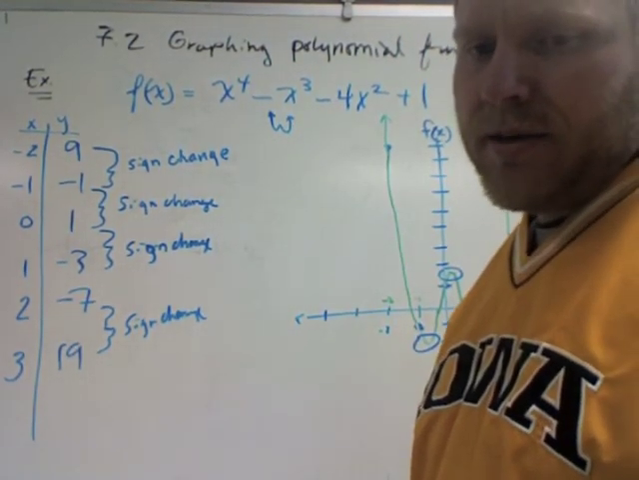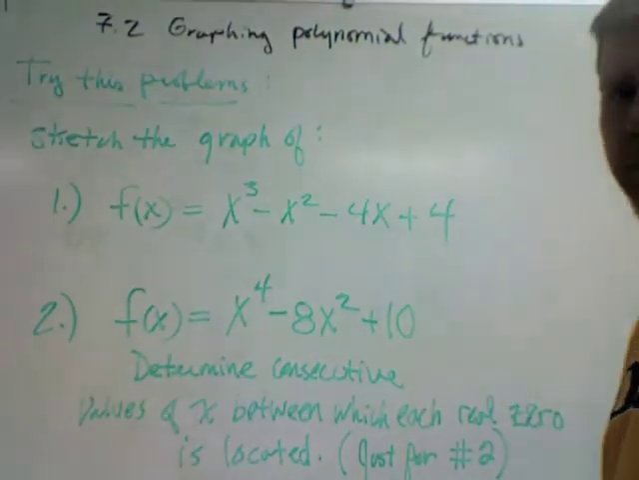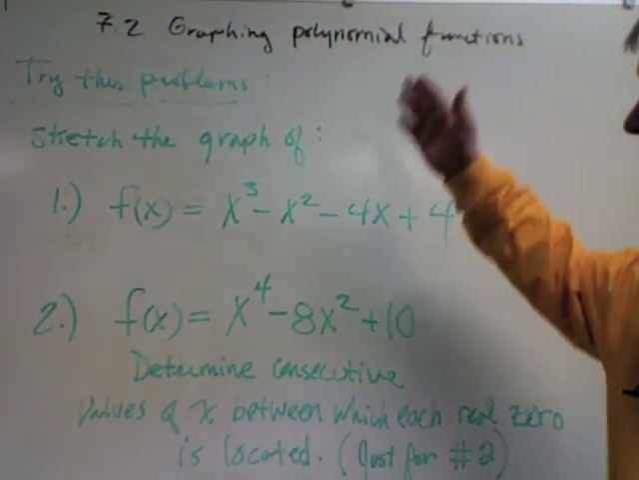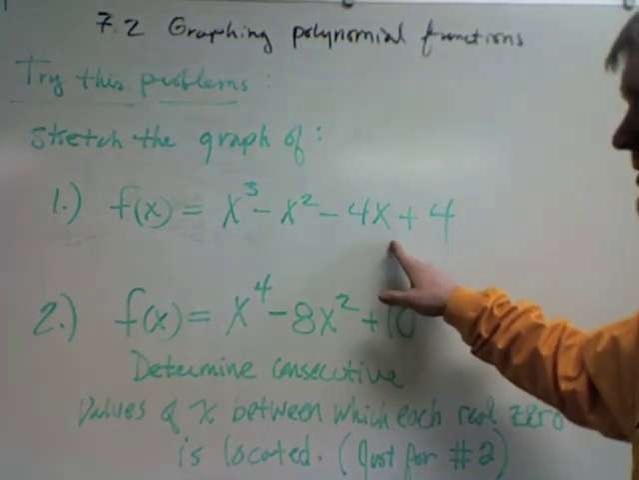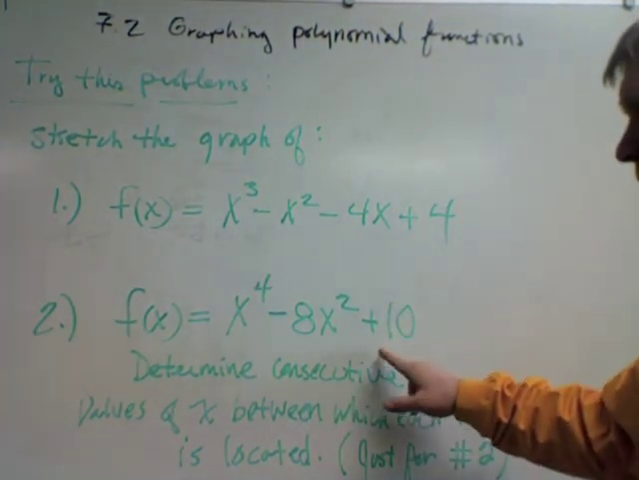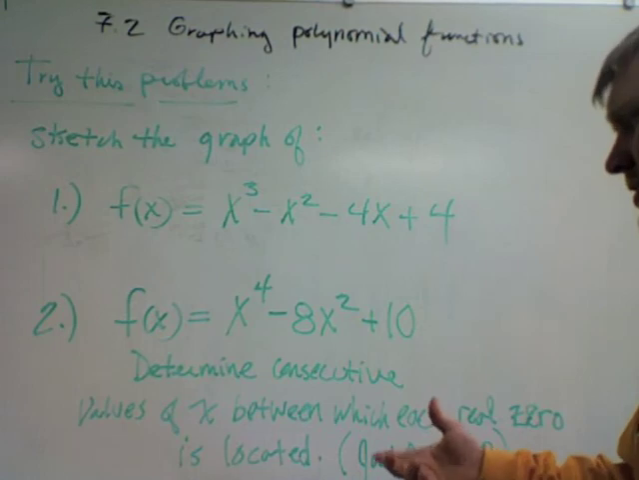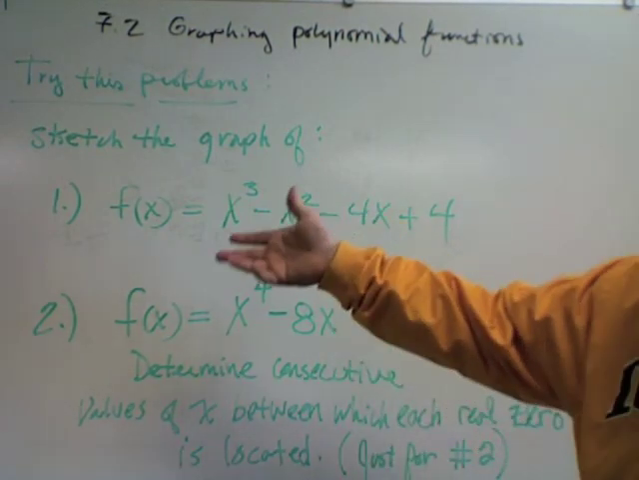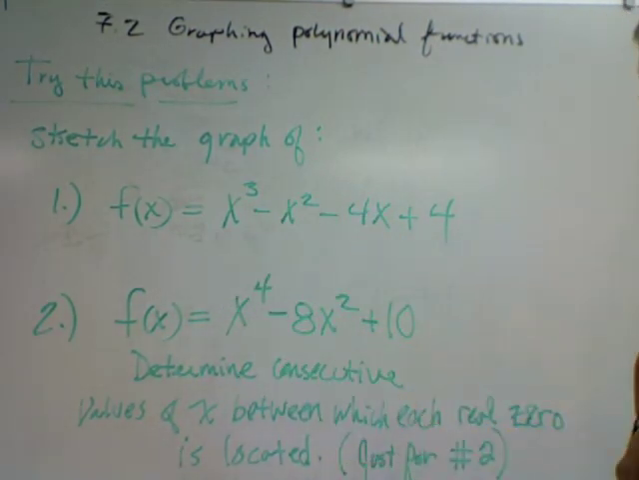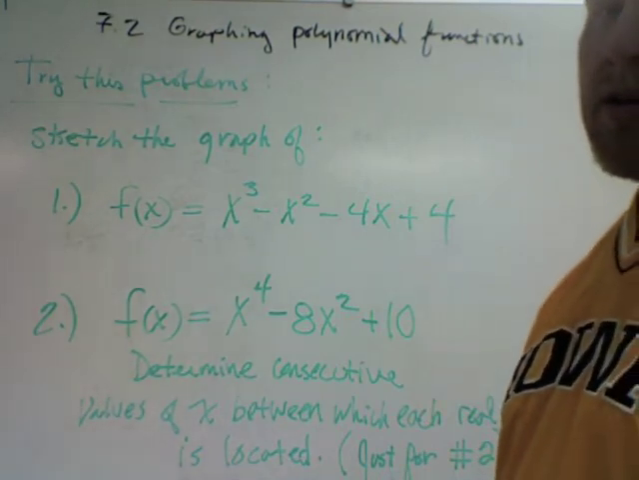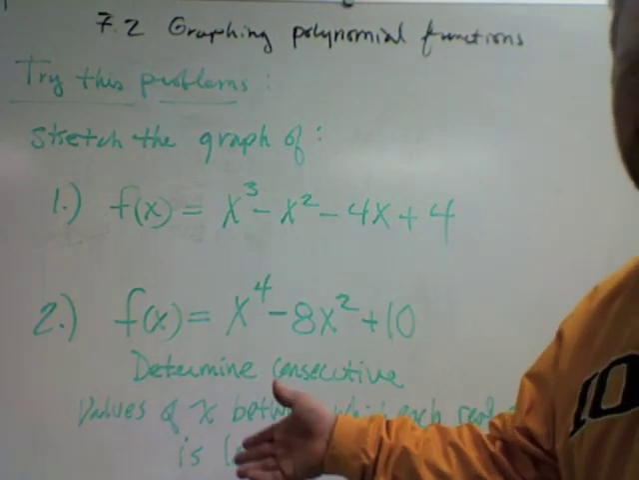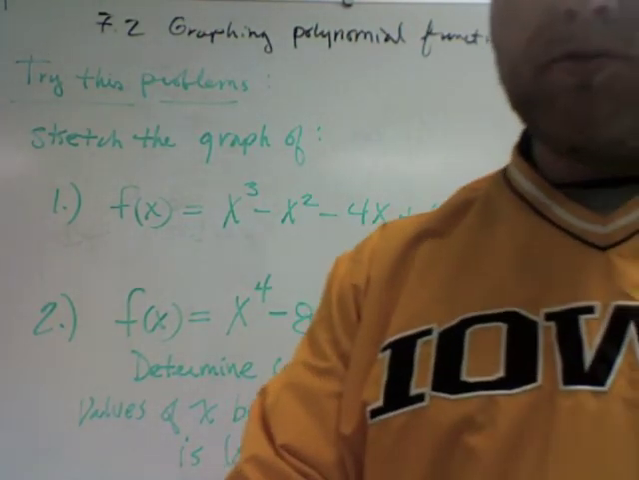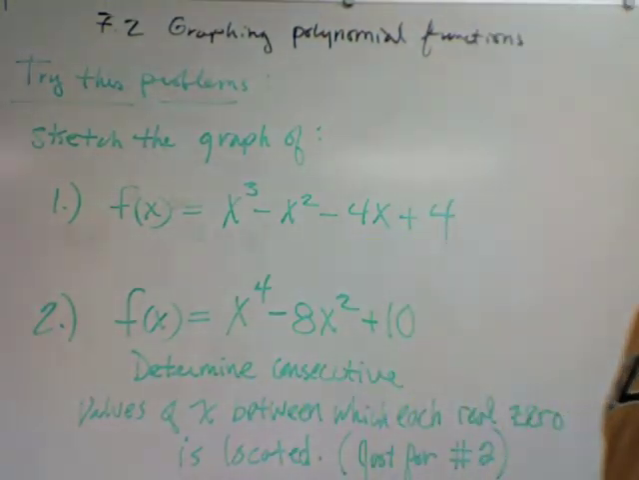All right, here in a second I'm going to give you some try this problems. Here are 2 try this problems. Sketch the graph of this one, sketch the graph of this one, and determine the consecutive values. Basically what we did on the last problem. That's what these instructions mean: determine the consecutive values of x between which each real zero is located. So analyze your table of values for number 2. All right, there you go.